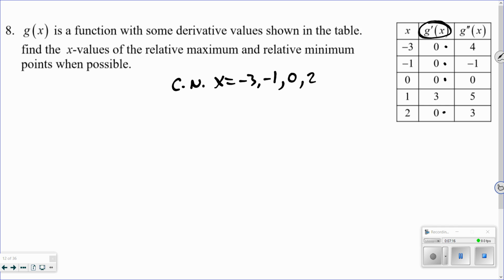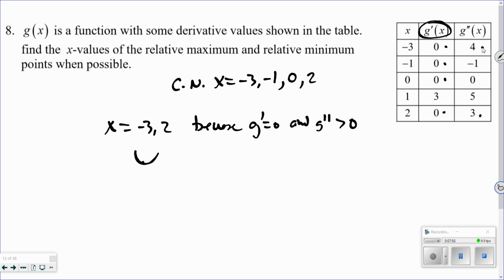So you look at -3. At -3 it's equal to 4, and at 2 it's equal to 3. They're both positive there. So if their second derivative is positive, that means concave up. So at -3 and 2, it's concave up, which means those are minimums. If you want to put your reasoning, you would say because g prime is equal to 0 and g double prime is positive, which means it's concave up. So that means these would be mins.